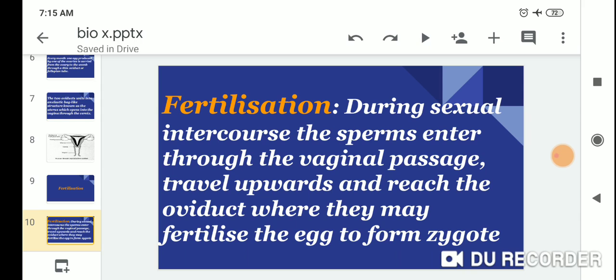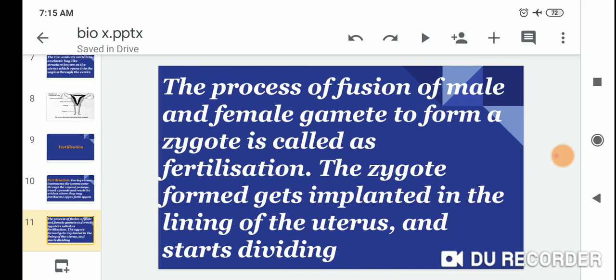The process of fusion of male and female gametes to form a zygote is called fertilization.